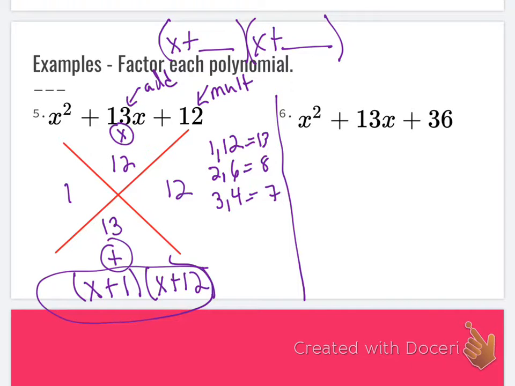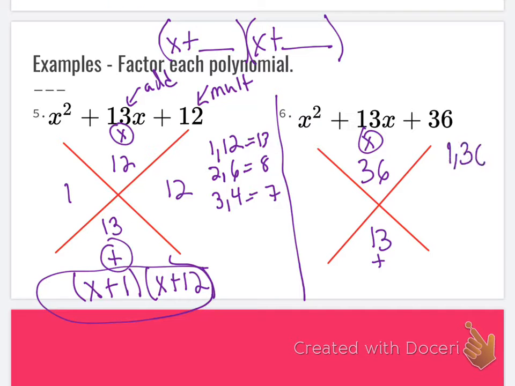So here, let's do our last one. Wish I could call on you guys. So here we have multiplies to give me 36, adds to give me 13. So I'm going to go 1 and 36. We know that that's going to be 37, not going to do the job. 2 and 18. 2 times 18 will give me 20.